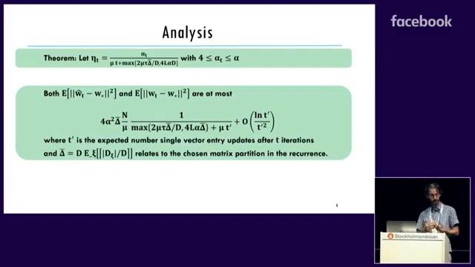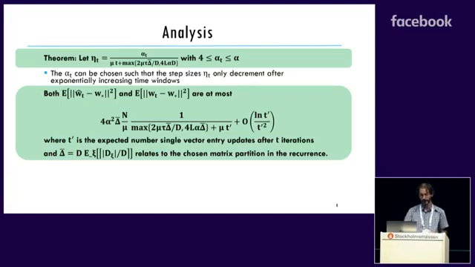This expression uses T prime, which is the expected number of single vector entry updates after T iterations. If you express this in terms of T, we would get something similar for pure Hogwild to what we see with SGD. Here, delta bar is something that relates to the chosen masking matrices that I just talked about in the general recursion.